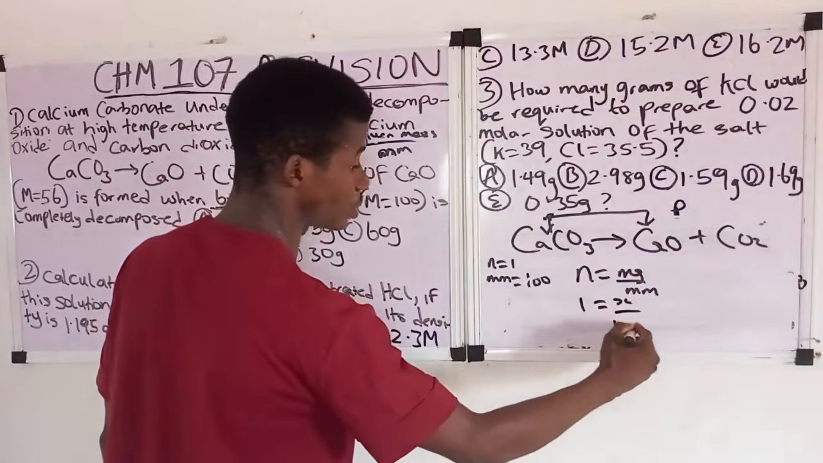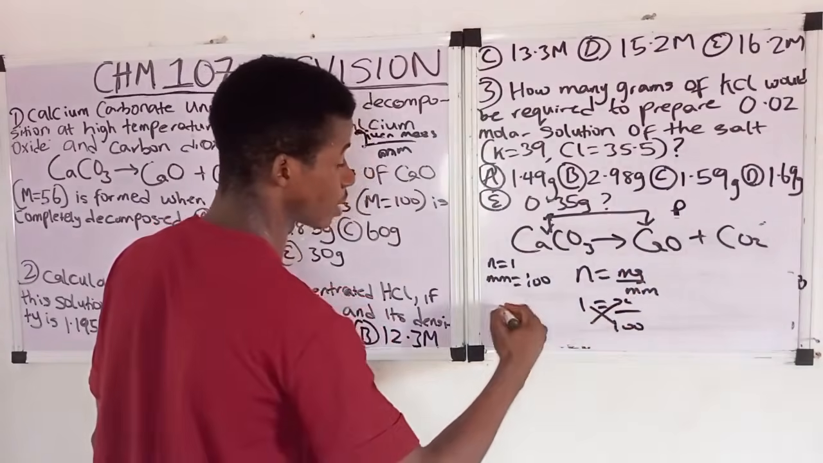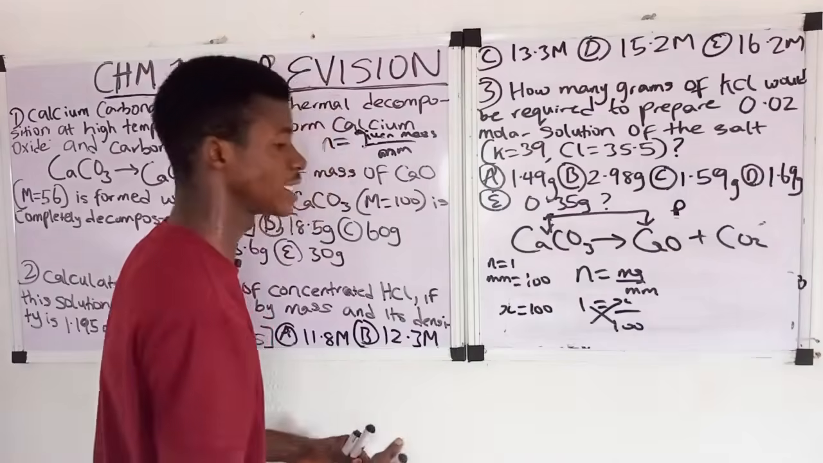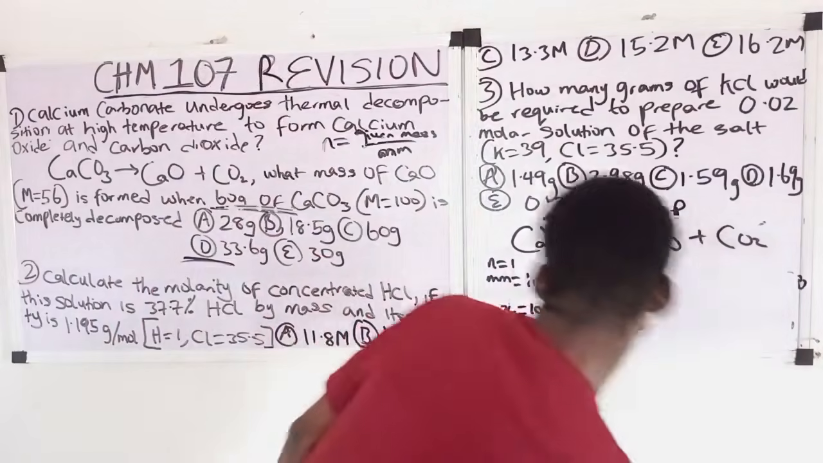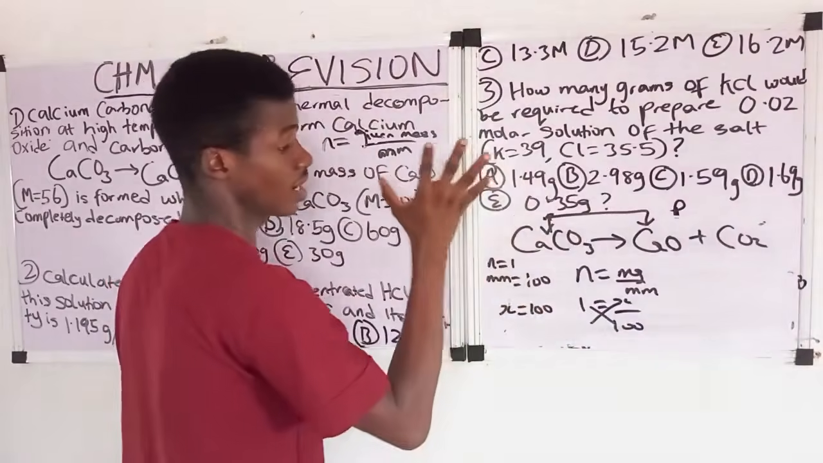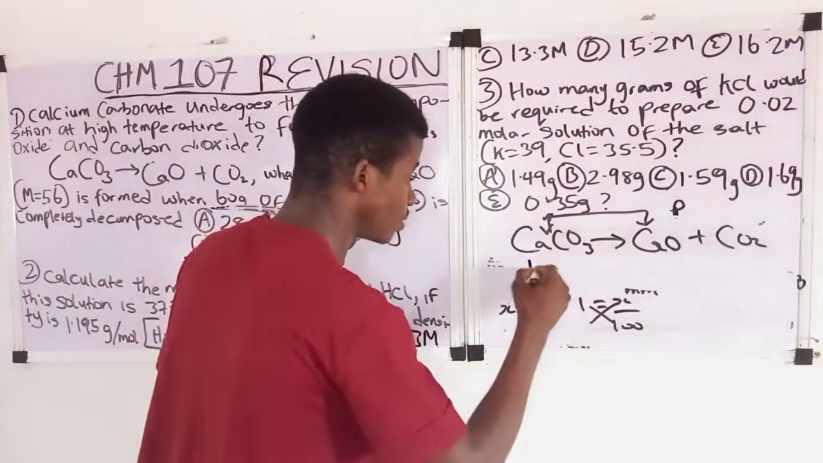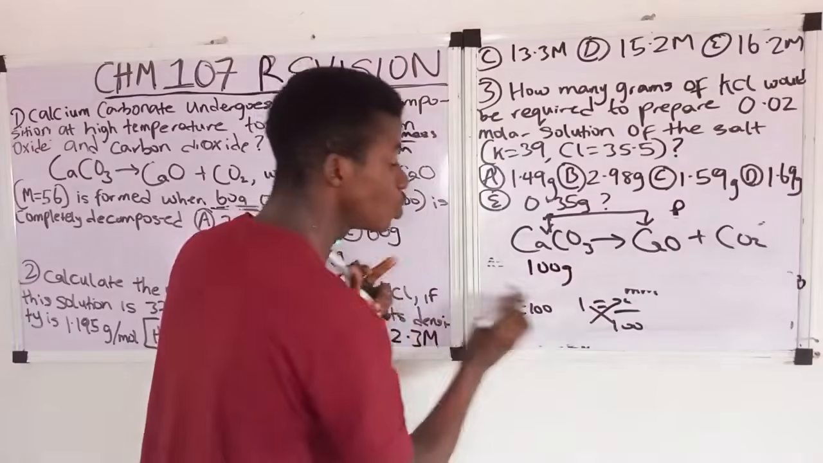The molar mass is 100, right? If we cross multiply, S will give us 1 times 100, which is 100, right? Yes. Therefore, the mass of calcium carbonate here is 100 gram.